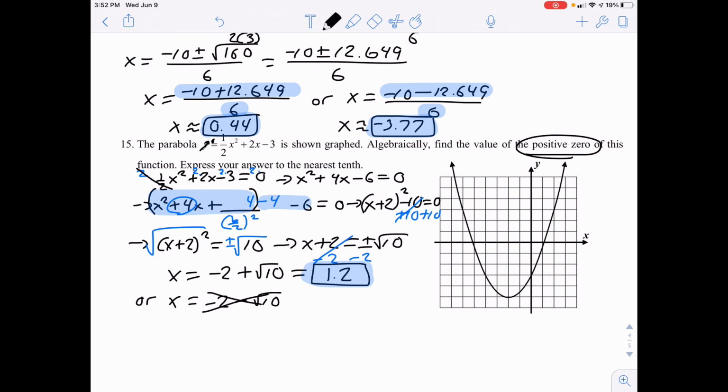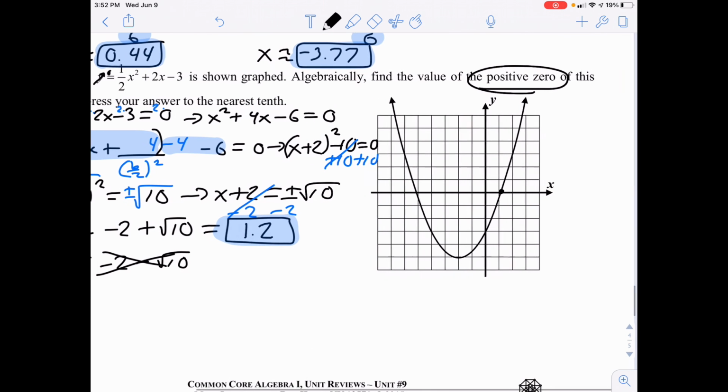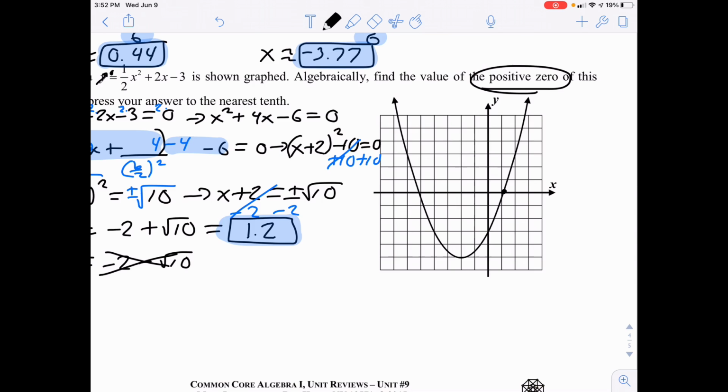And that makes sense, because if I look at my positive zero is here. It's really close. That's 1. It's really close. It's just a little above 1. Turns out, 1.2.